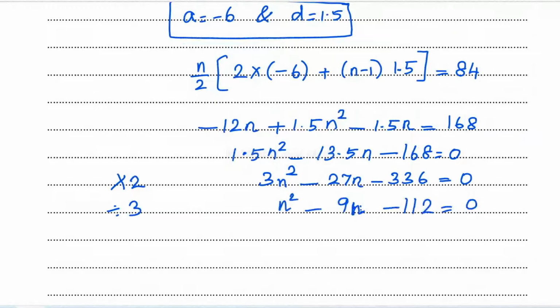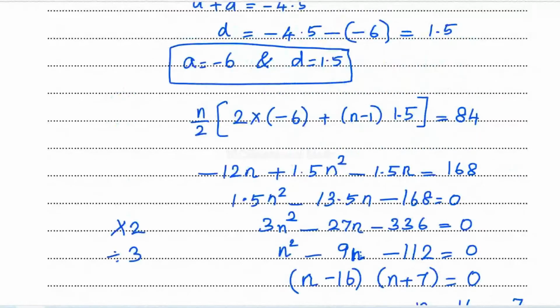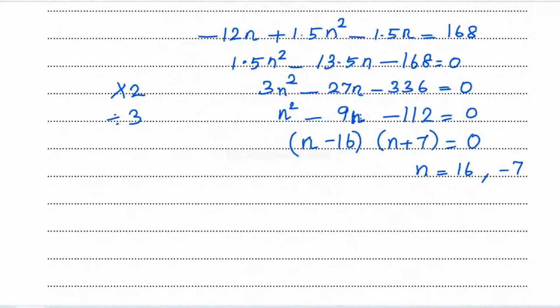Now let us factorize this one. n minus 16 multiplied by n plus 7 equal to 0. So n can be 16 or negative 7. Because n is the number of terms, it cannot be negative. So the only possible value n can take is 16. So n is 16.